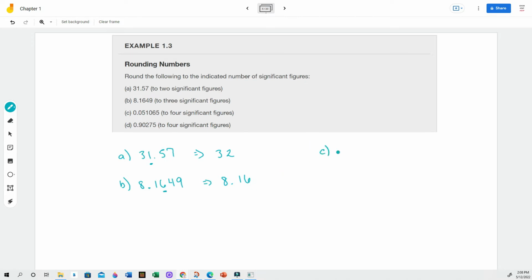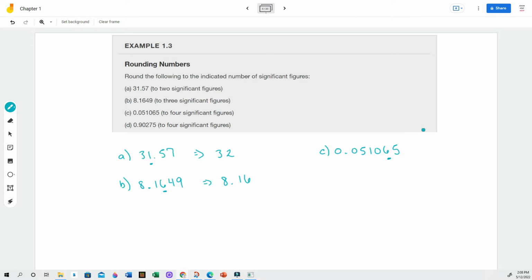Okay, part C, we have 0.051065. We want to round this to 4 sig figs. So 1, 2, 3, 4. I am rounding the 6 there. To the right of the 6 is the 5, so I need to use my rules for 5s. Now there is nothing after the 5, so we treat this as if there were zeros after the 5. Now what that means is we want to round this place so that it is an even number. Well, it's already an even number. It is a 6, so we just keep it a 6.